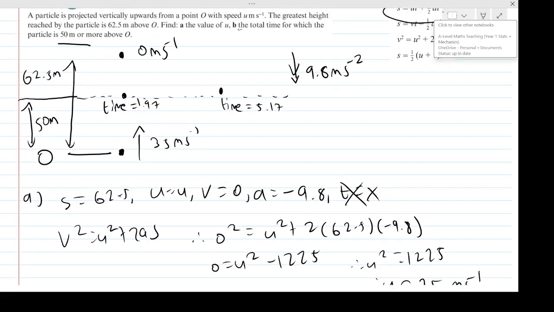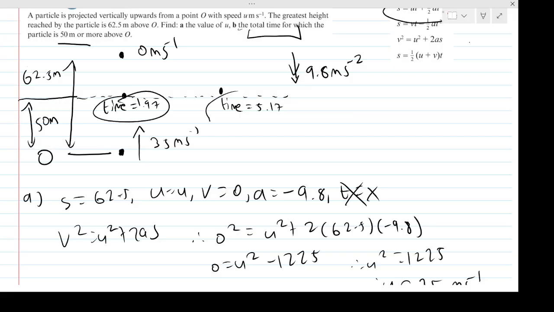Cool. And so the total time, well, the total time basically it's above 50 meters. Well, it's the time in between these 2 times, right? So it starts above 50 at 1.97 seconds. Then it ends and comes back down at 5.17 seconds. So the time it's above 50 is just between these 2 times, right?